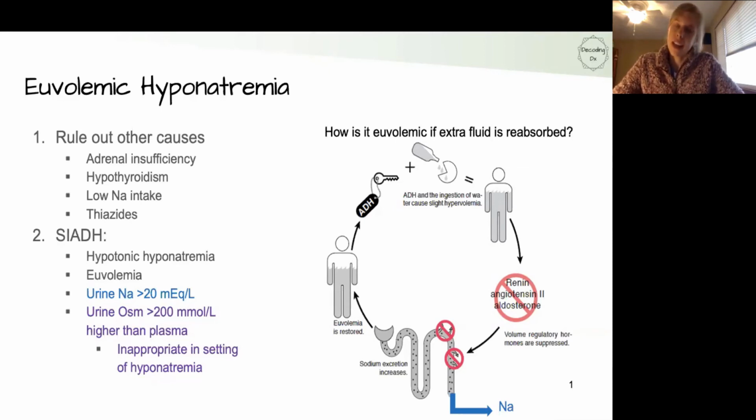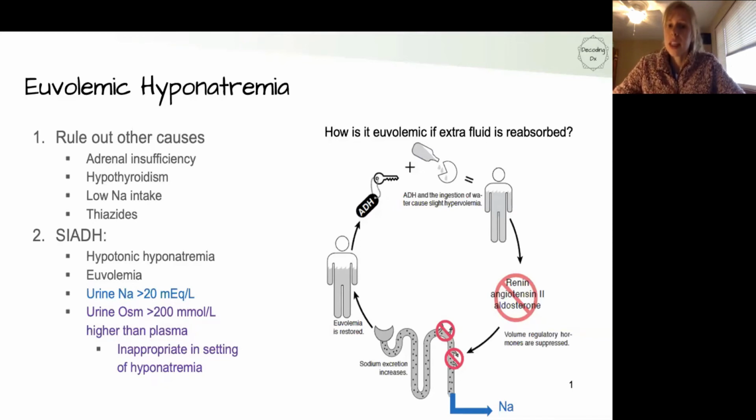We are left with SIADH, or syndrome of inappropriate ADH. The four main characteristics of this syndrome are hypotonic hyponatremia, which is what we've been talking about, euvolemia, so on volume status exam, they're euvolemic. Their urine sodium is greater than 20 milliequivalents per liter, and their urine osmolality is more than 200 millimoles per liter above the plasma osmolality.